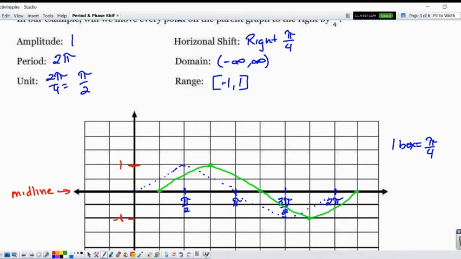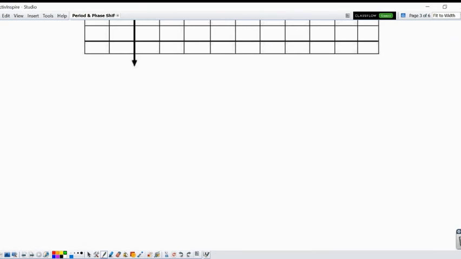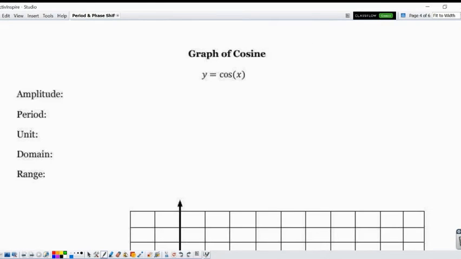And of course, if we kept going, our graph would extend to the left and would keep going up to the right. But there is one cycle of our shifted graph. All right, and last we're going to put the period change and the phase shift together with our cosine curve.